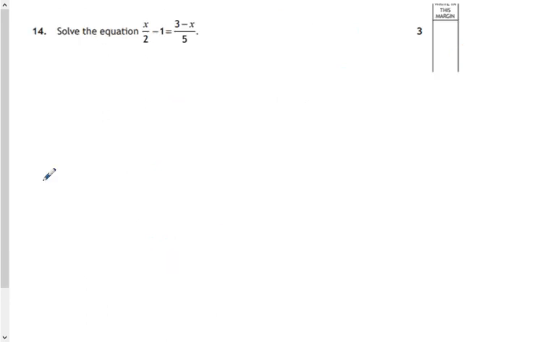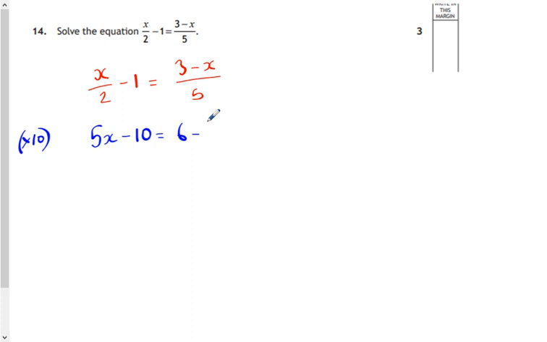Cool. Question 14. Solve the equation x over 2 minus 1 is equal to 3 minus x over 5. Oh, awesome. We've got x's on both sides. So to solve the equation, we need to figure out what 1x is equal to. So what we have is x over 2 minus 1 equals 3 minus x over 5. Let's get rid of the fractions first. Lowest common multiple of 2 and 5 is 10. I'm going to multiply everything by 10. Okay, so that gives me 5x minus 10 is equal to 6 minus 2x.